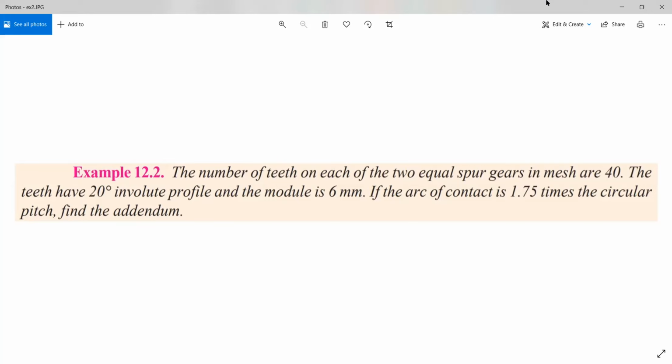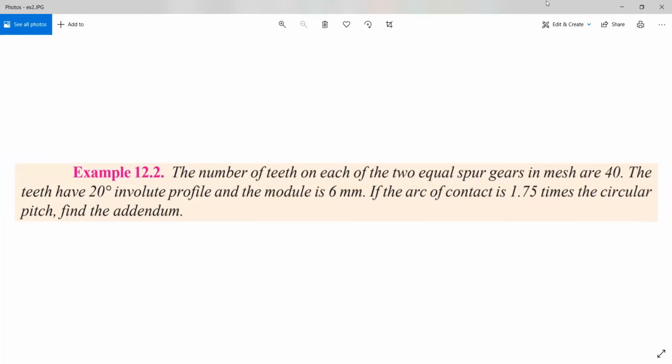40. Okay. So small t, just note down the given data. Small t is equal to 40, capital T is equal to 40, pressure angle phi is 20 degrees, and module is 6 mm. Arc of contact is equal to 1.75 times circular pitch PC, and we need to find the addendum.